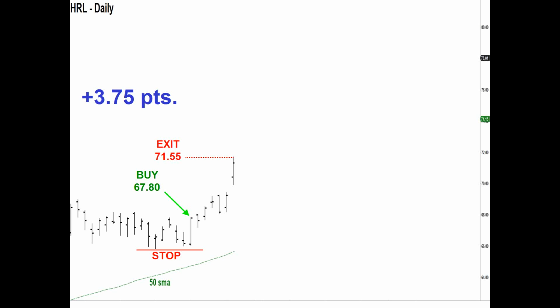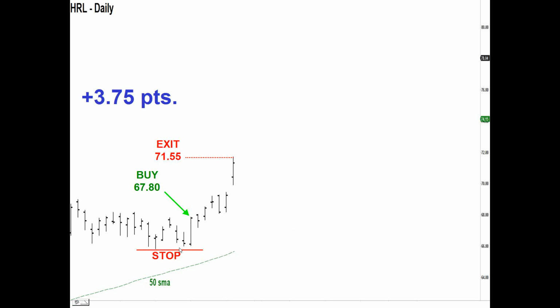Let me share with you some examples here. Here's an example in HRL. Okay, now this is using the same parameters we talked about. Nothing is different at all. We're above the 50 period, so we're on the right side of the market. Okay, here's our buy setup. I believe this is one of our strategies, strategy number 5. Okay, we placed our stop, the generic stop right below.